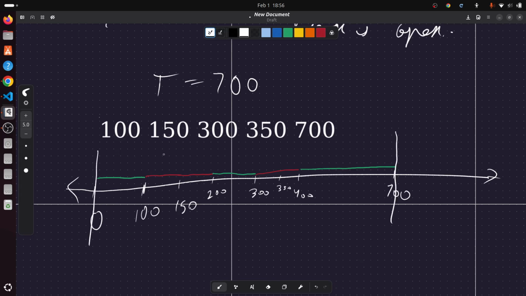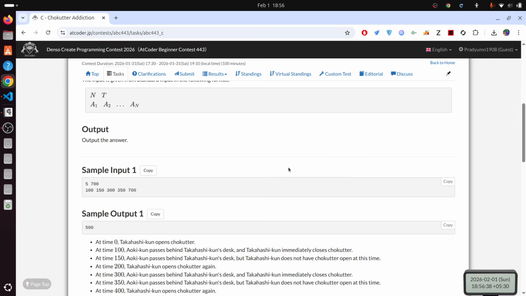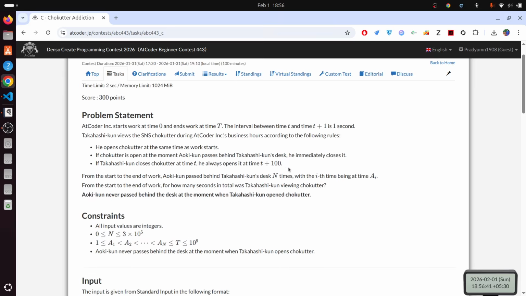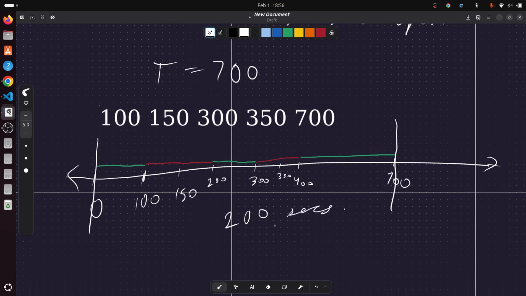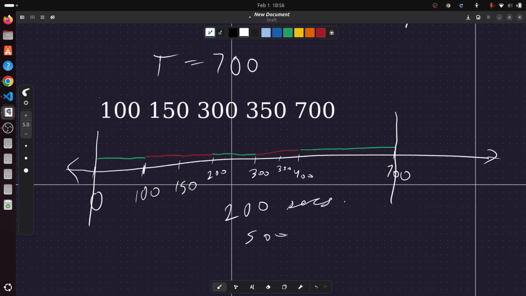So in the entire day there were 700 minutes, and out of those, these 100 minutes were closed, from 100 to 200 and from 300 to 400. These times the box was closed. So basically for 200 total seconds, 200 minutes or seconds, whatever it is, 200 units of time, the box was closed. So for the remaining 500 seconds the box was open.